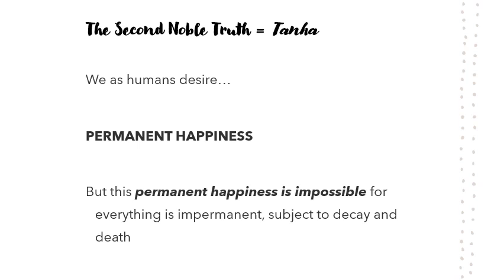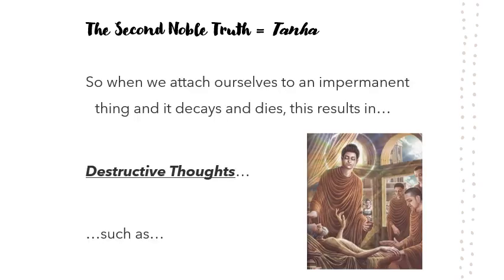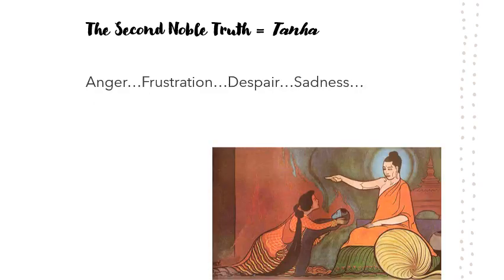But here's the problem. According to the law of dukkha, permanent happiness is impossible, because everything is impermanent, subject to decay and death. So when we attach ourselves to an impermanent thing and it decays and dies, this results, according to Buddha, in destructive thoughts such as anger, frustration, despair, sadness.